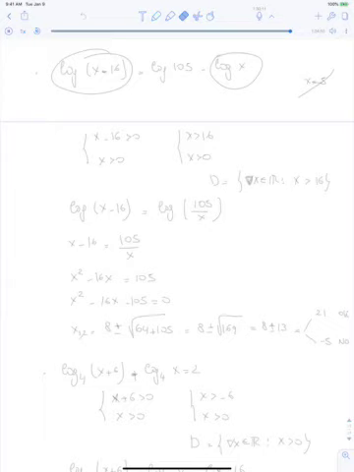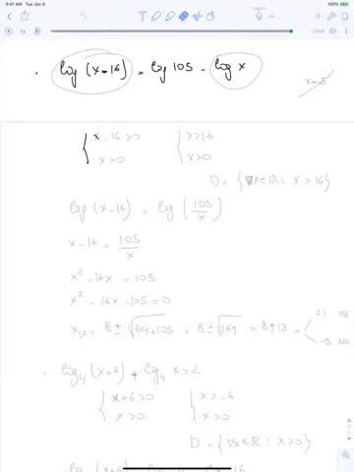I would like to do a couple of other examples. Log of x minus 16 is equal to the log of 105 minus the log of x. Again, we know how to do it.